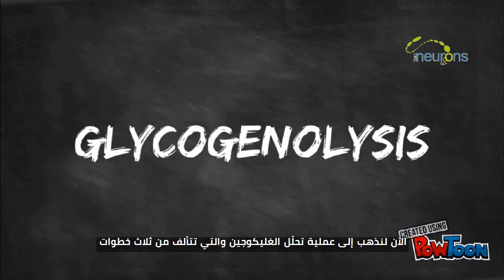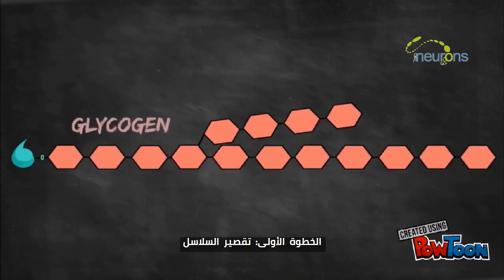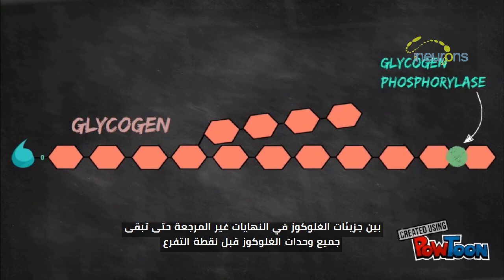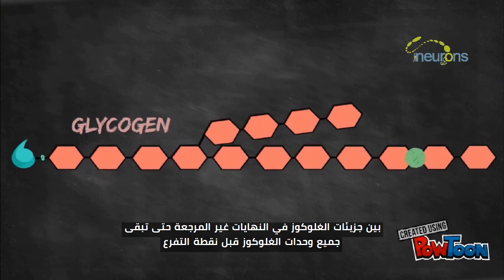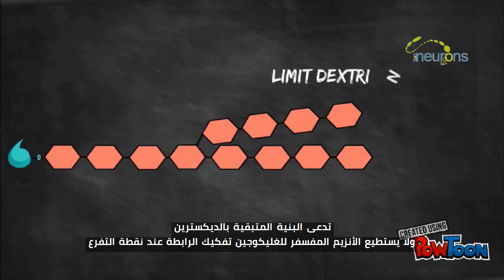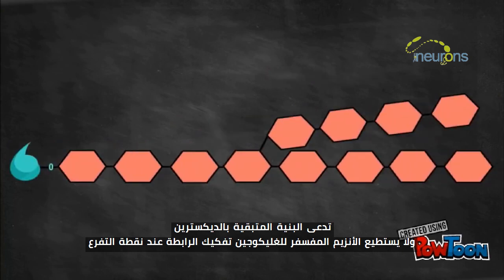Now let's go to glycogenolysis, which is composed of 3 steps. Step 1. Shortening of chains. The enzyme glycogen phosphorylase cleaves alpha-1,4 glycosidic bonds between glucosyl residues at non-reducing ends until 4 glucosyl units remain on each chain before a branch point. The remaining structure is called limit dextrin, and phosphorylase cannot degrade it further.